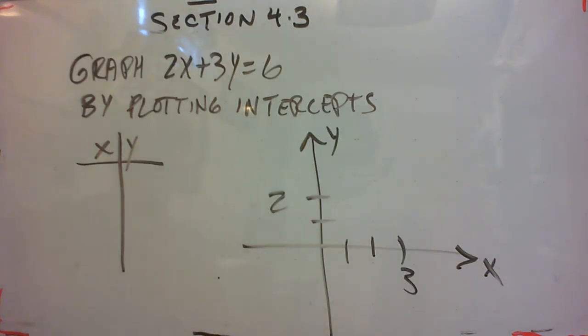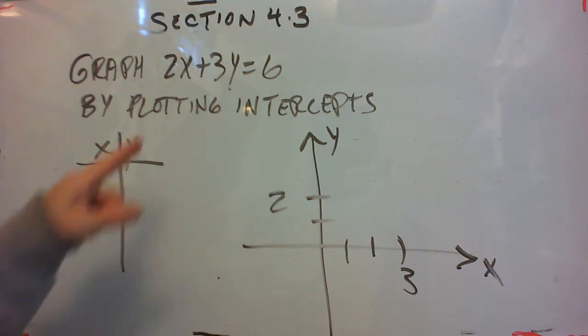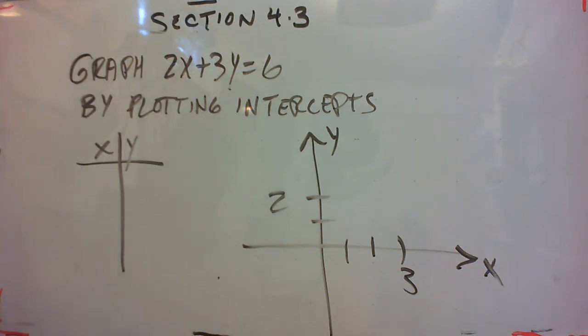Okay, the next thing we're going to look at is plotting a linear equation using intercepts. 2x plus 3y equals 6. To graph that, we just need any 2 solution points. Now, the easiest solution points for this particular equation are the intercepts.